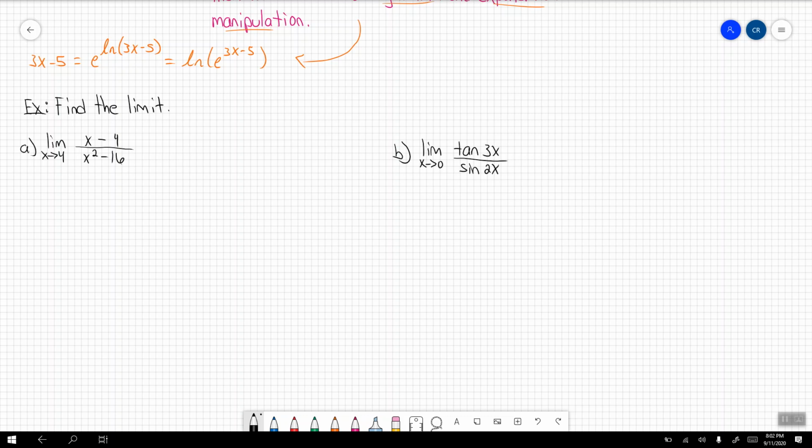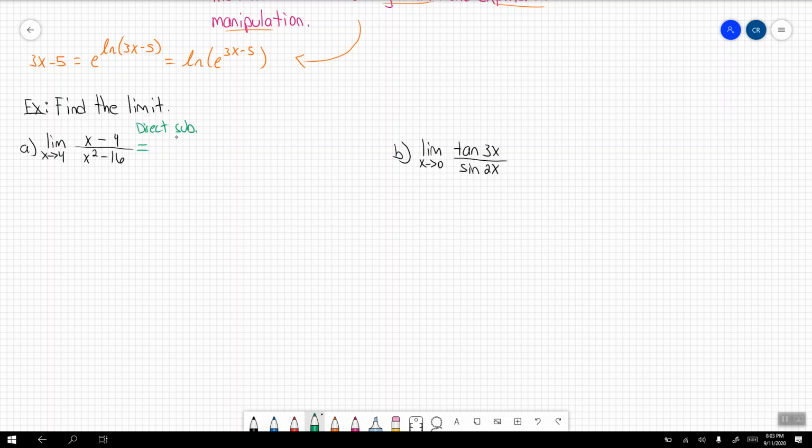Now, some of you might be looking at this and saying, well, that can factor. And you'd be right. It does factor and it does simplify quite nicely. However, we want to implement L'Hopital's rule. But in order to implement L'Hopital's rule, we need to verify that we get an indeterminate form. So we're going to go with a direct substitution. So here, again, I'm just going with direct substitution.